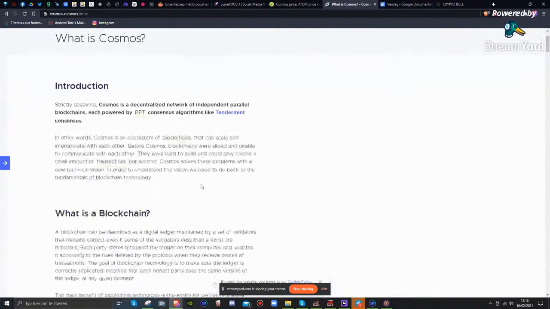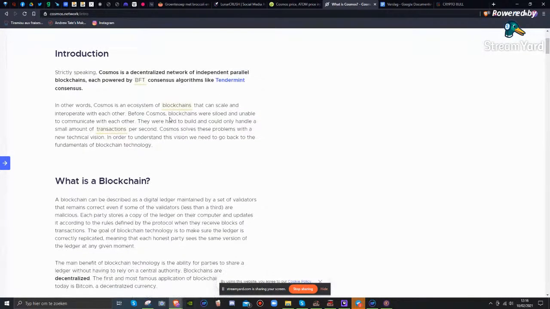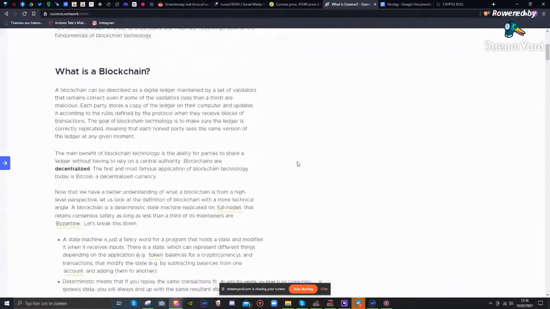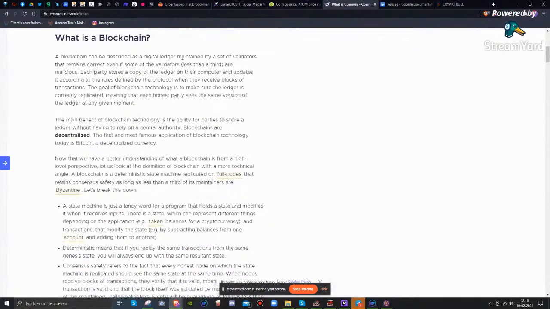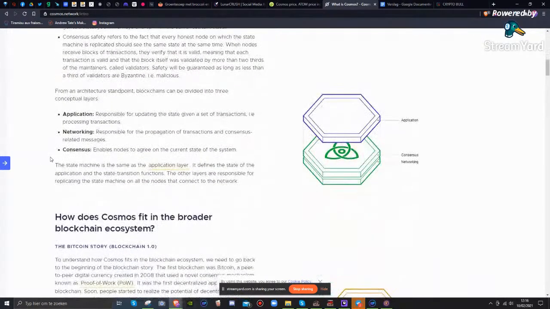So I'm going to what is Cosmos. Independent parallel blockchain is powered by BFT consensus. Yeah, so in a certain sense, it enables connection between various blockchains. Damn it, my English today isn't that good. Can be described as a digital ledger maintained by validators. Not decentralized for now. State machine is just a fancy word for. Okay, so it's to build applications onto it.